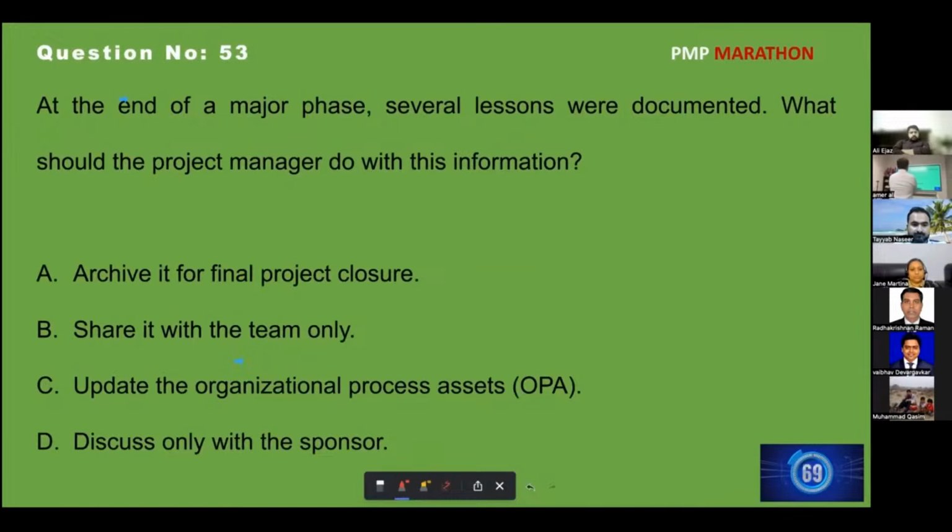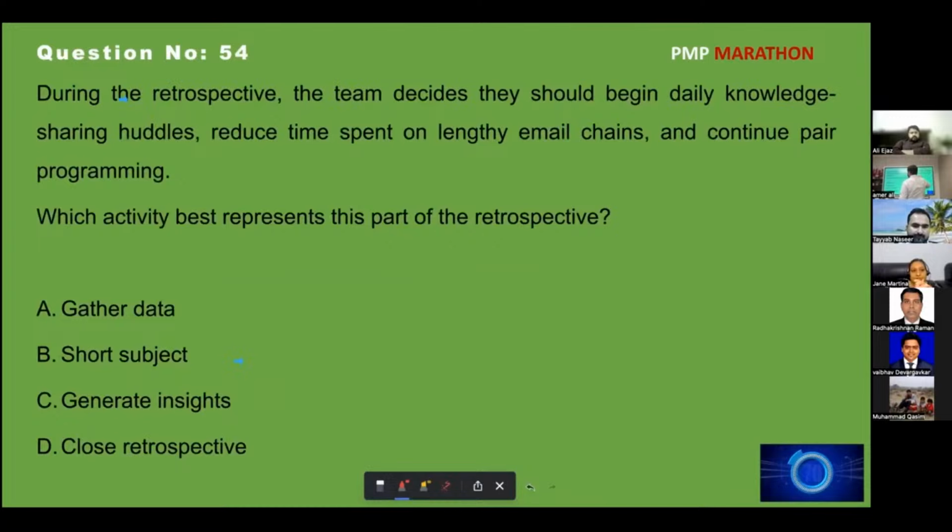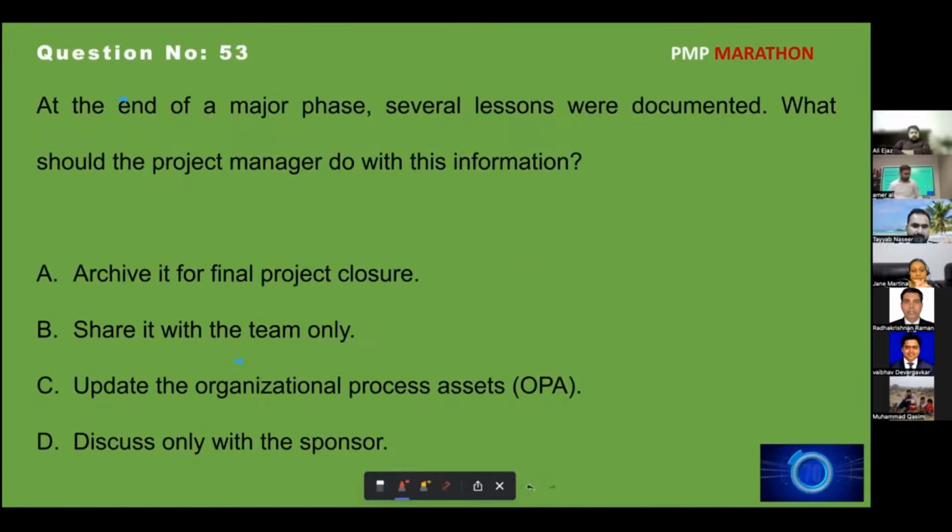At the end of a major project phase, several lessons were documented. What should the project manager do with this information? Archive it to the final project report, share it with the team only, or update the OPAs? Before I solve this question, if you are my student, you already have the PMP booklet. If you are not my student, buy it; it costs about one cup of coffee. This is a very important document that you should know: the steps for closing the project, whether the project is successful or unsuccessful.